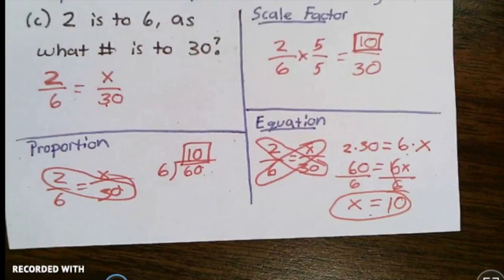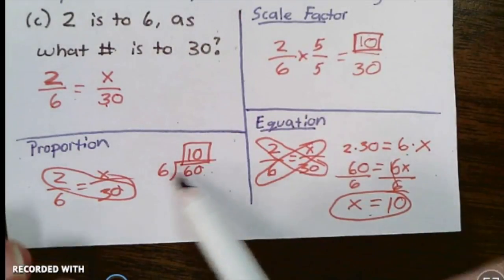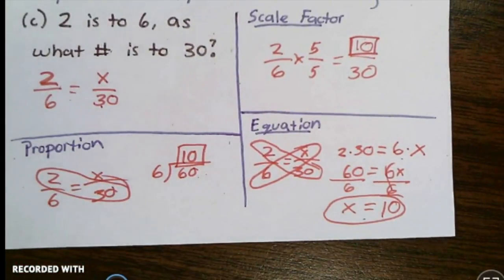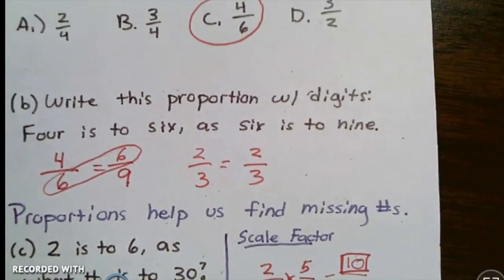So there are 3 different ways to solve a proportion. You can use a scale factor. You can multiply and divide, or you can write it out in an equation, and we will get lots of practice with all of these ways. But now you know them, so go ahead and get to work.